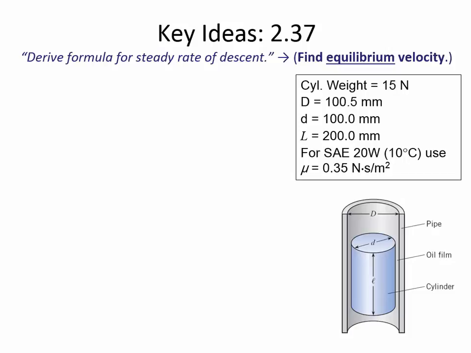So if the cylinder is moving down, the shear force is up on the cylinder. The oil is trying to resist the movement of that falling cylinder. So the oil is pushing up on that outside surface of the cylinder.